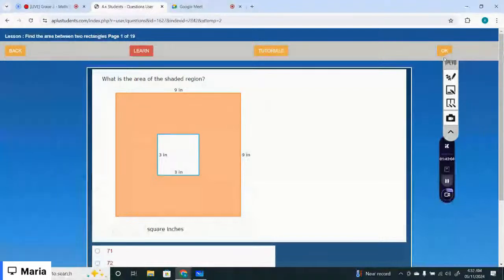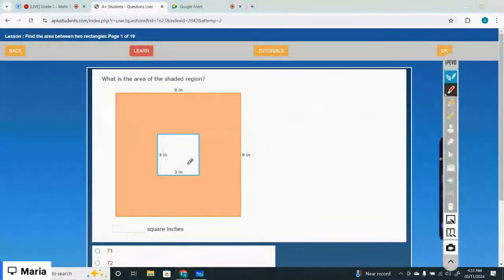Okay, so basically you have to calculate the area of the shaded region only, not the area of the white one. So basically this white area is inside the shade. So how you calculate the area of this shaded region only? Calculate the area of the whole square, right? The big square. That would be 9 times 9. So that is 81. Now calculate the area of the smaller square, that is 3 times 3 is 9.